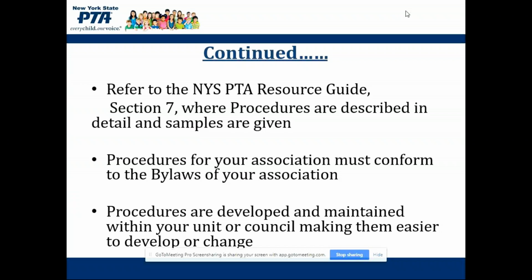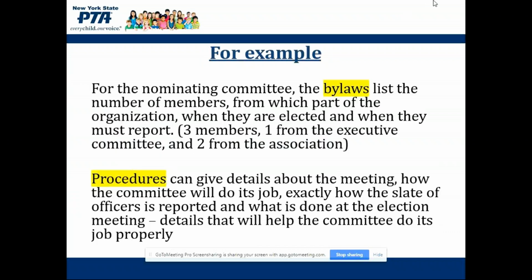So, for example, if your bylaws say we will elect 5 people to the nominating committee, and then your procedures say, well, we'll elect 7 in May. Can't do that, okay? You cannot go against what the bylaws say. You flesh out the information, but you cannot totally change it with the procedures.